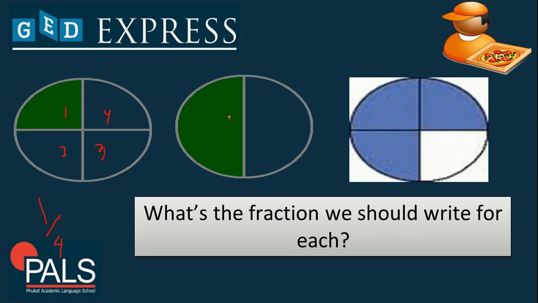Right. How about this one? 1, 2. There are 2 partitions, so that will be our denominator, and there is one which is a colored part, so the answer would become 1/2. In this case, we have 1, 2, 3 and 4 partitions, so our denominator will become 4. And there are 3 colored parts, so the answer here would be 3/4. So that's how you write fractions.